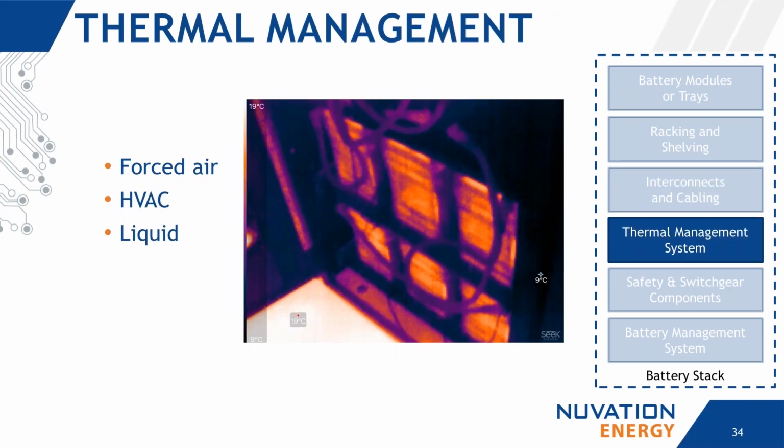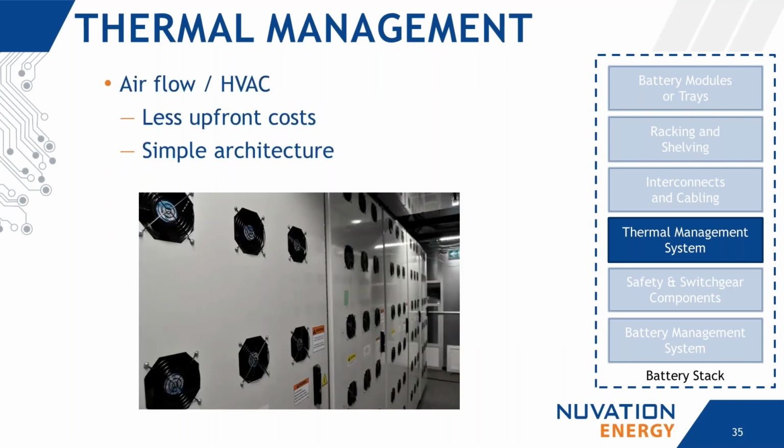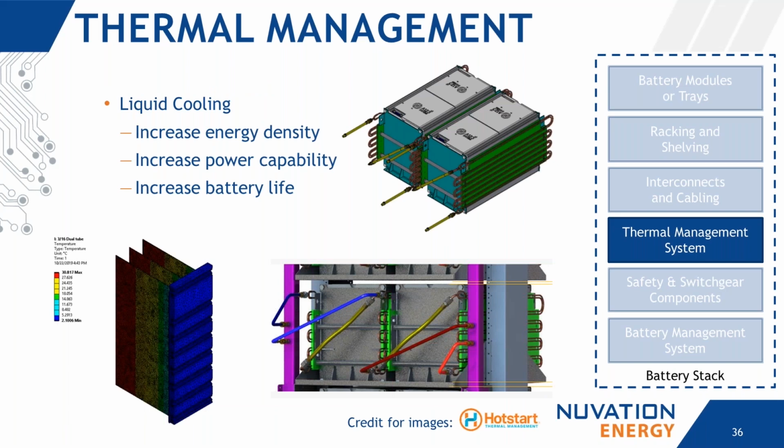Next, we take a look at thermal management. There are three thermal management systems we commonly see used, those being forced air, HVAC, and liquid. Often forced air and HVAC are paired together. With these systems, there is often less upfront cost and it's a simpler architecture. The HVAC and ducting industry is very well established and understood, so it results in a much easier implementation when using this cooling mechanism. However, we are starting to see liquid cooling systems entertained more frequently.